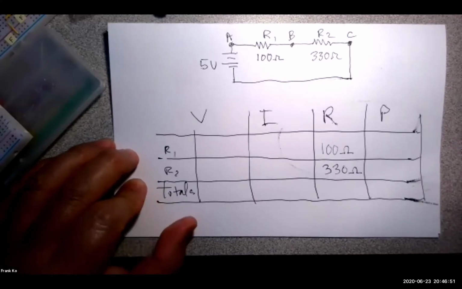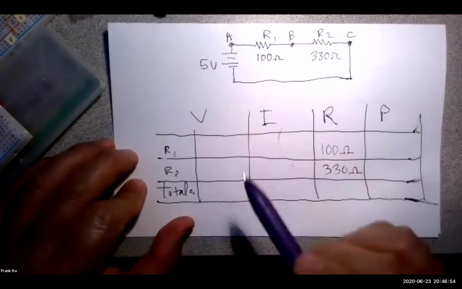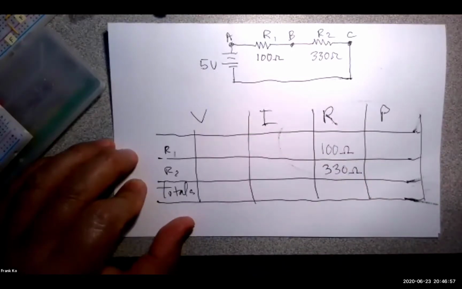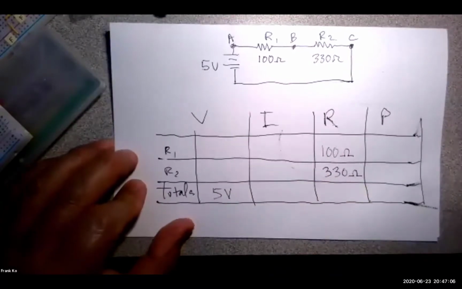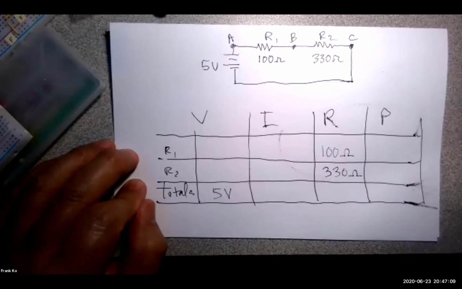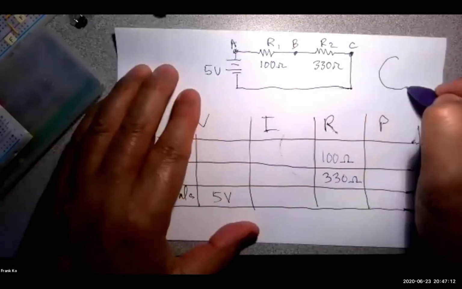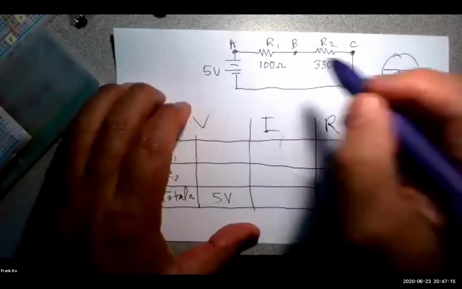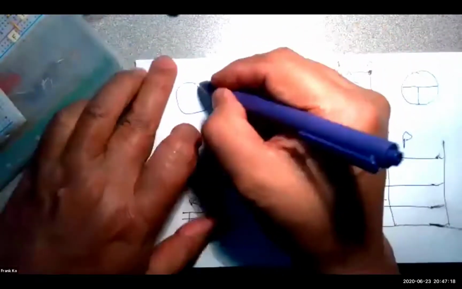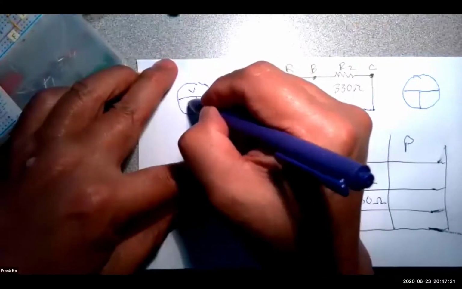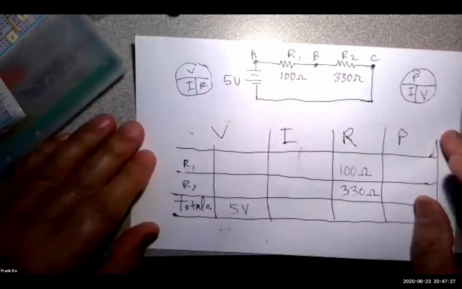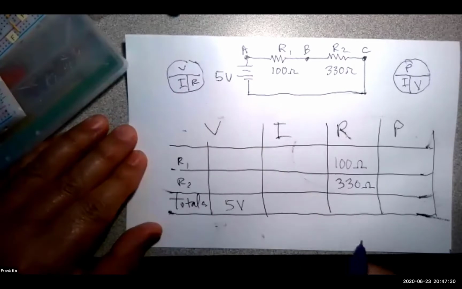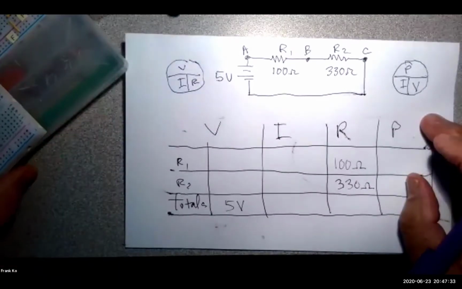What else is given that we can fill in? The voltage. Voltage source is 5 volts. And where does that go in the grand scheme of things? Totals under volts. So this cell here, 5 volts. So far, so good. Well, those are the givens. Now remember, according to Ohm's law, V, I, and R, and then P, I, and V, I need 2 quantities in order to calculate a third.